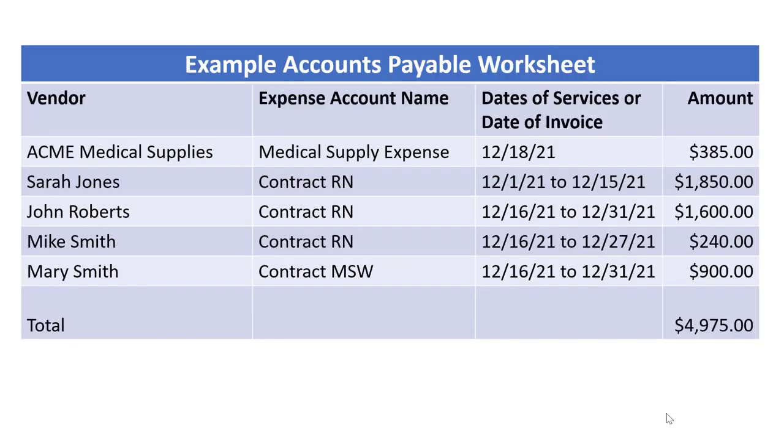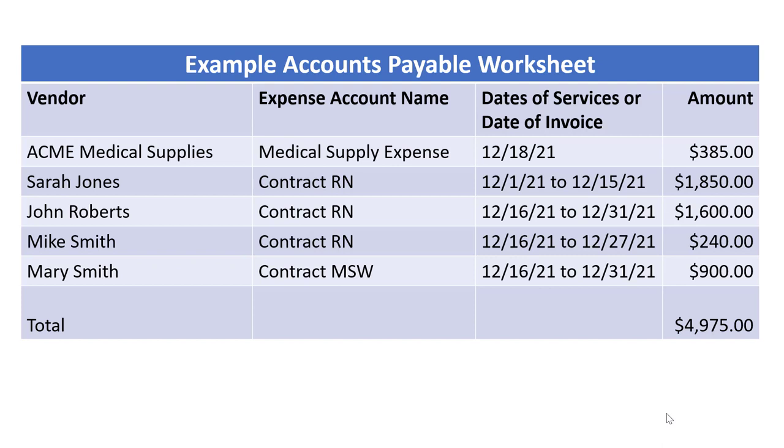So here's an example of an accounts payable worksheet. Let's say for Acme Medical Supplies, we had a medical supply expense. The date on the invoice was 12/18/2021, but we had not paid that by the end of the year, so we would accrue $385. Sarah Jones was an RN contractor who performed services from 12/1/2021 to 12/15 of 2021 for $1,850, but was not paid until after December 31st.